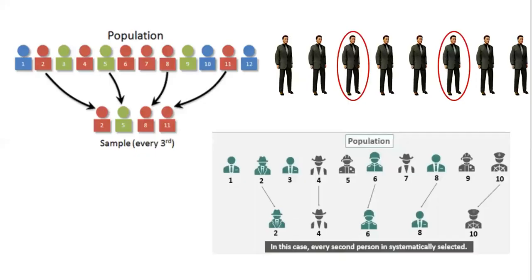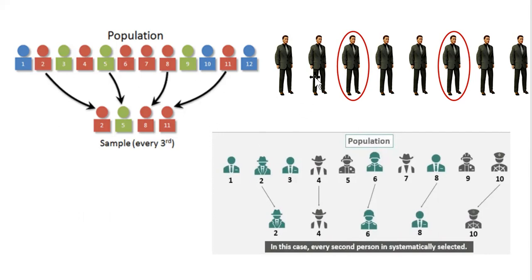So for example, here are 3 different examples. Here, we're selecting every third element, starting with element 2. And so we have a sample of 4 members out of 12.